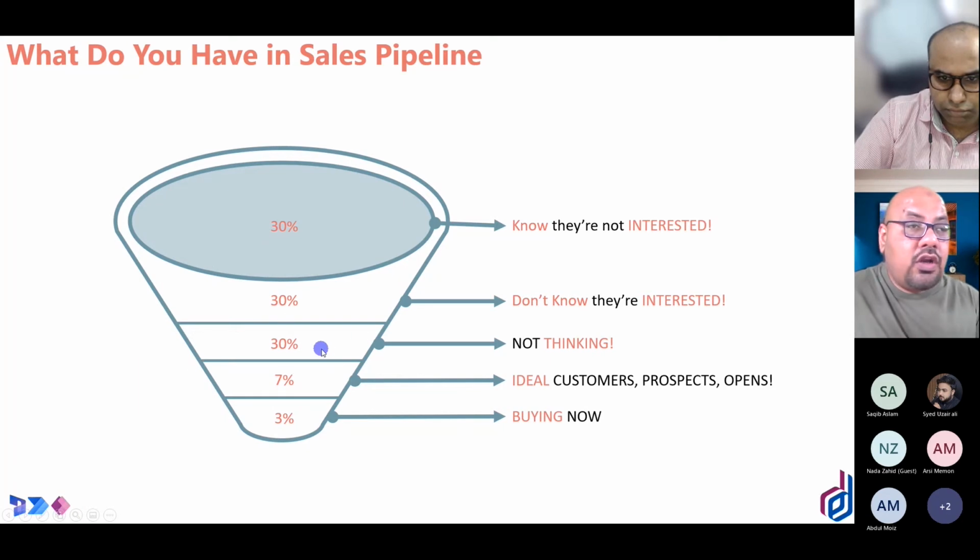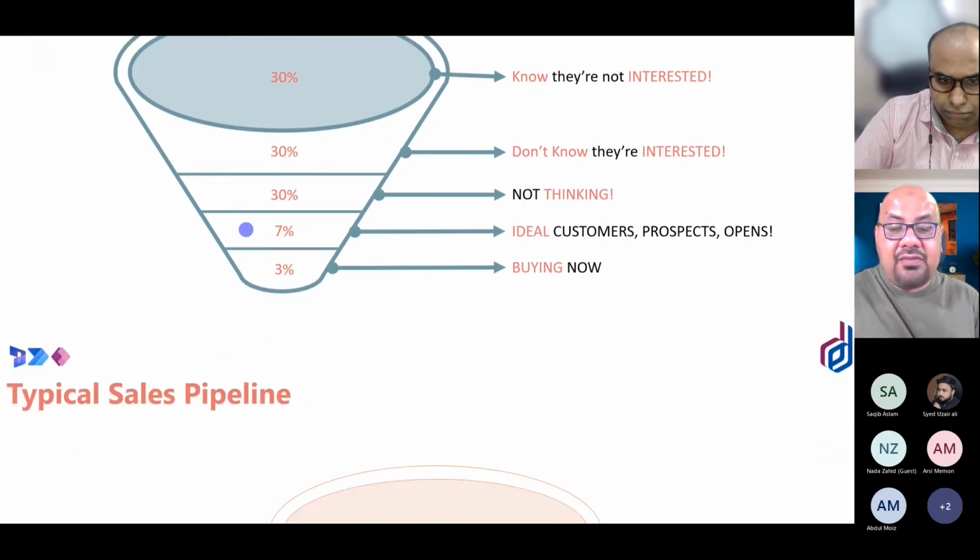Then the 30% who are not thinking, you can take as another slab, and the third slab is the ideal customer or ideal prospect, who are still open to the work and are in the current buying. So you can take this slab here. So we are going to divide this section into three areas. What are the three areas we have?